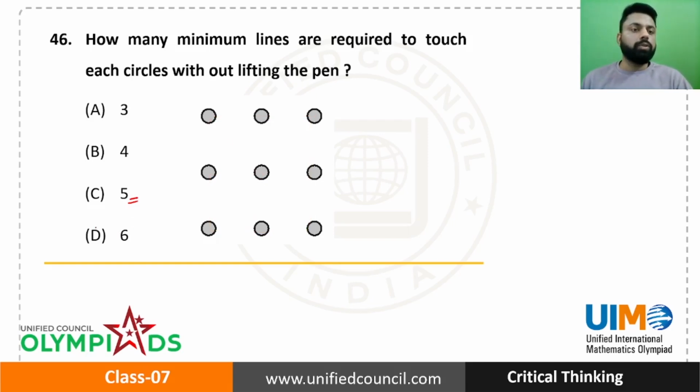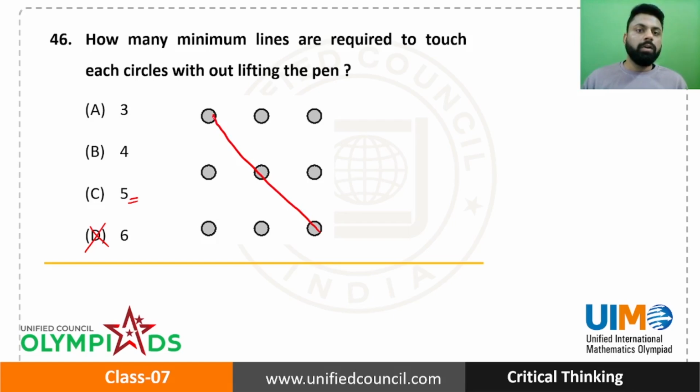Can we do it? Definitely these are not the correct answer, but let's try to understand whether we can find out the correct answer, whether we can do it by 4 lines or not. So let's suppose 1, 2, 3, 4, 5, 6. This is for 6 lines. Now after that, let's try to understand this.